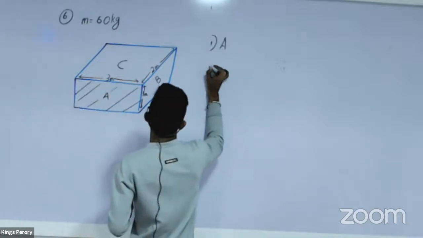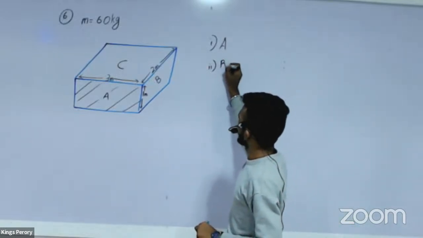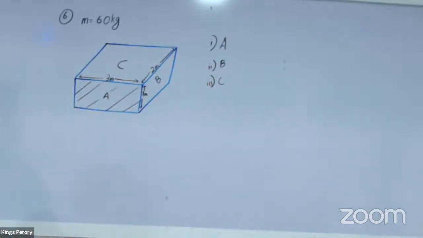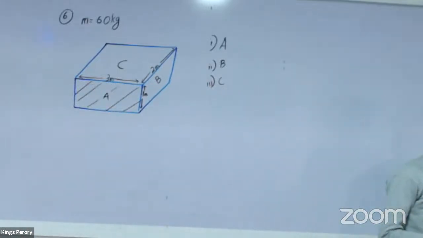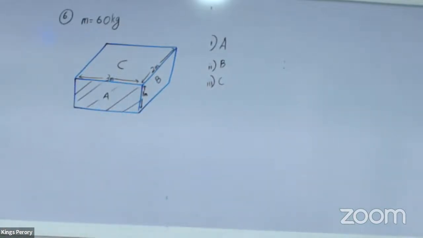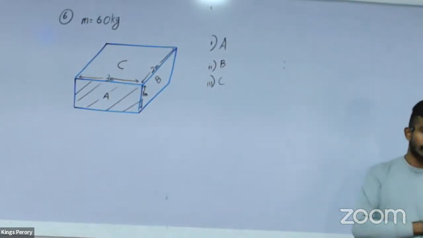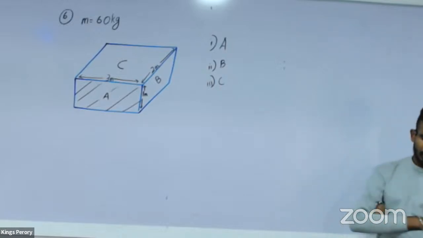Roman 2. Calculate the pressure acting when phase B is kept in contact with the surface.